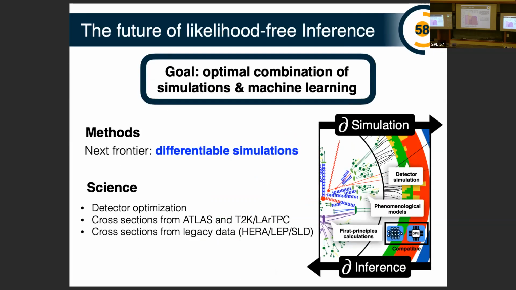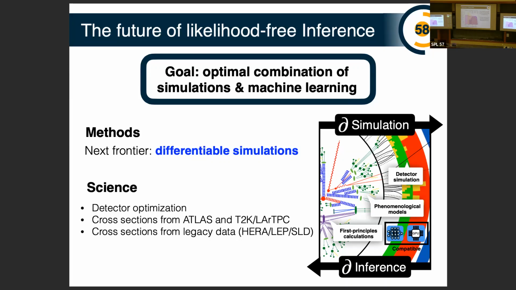Okay, so where is this going? I would say one thing I'm really excited about for the future in the optimal combination of simulations and machine learning is differentiable simulation. So far, I've been talking about using surrogate models. So basically, I trained a classifier to reweight my simulation to match my data. But imagine that my simulation itself was a neural network.